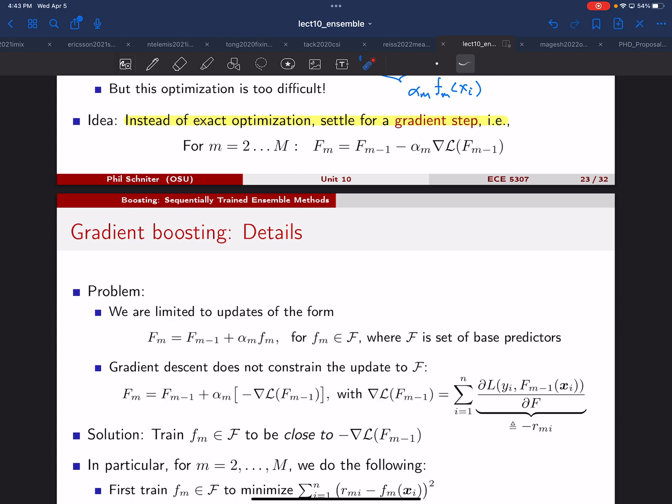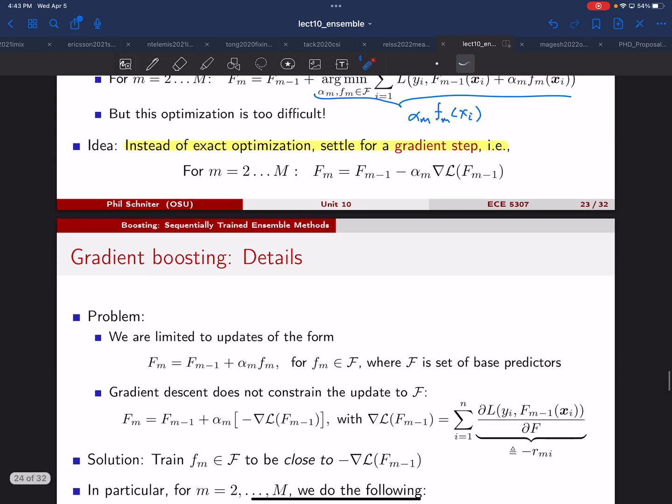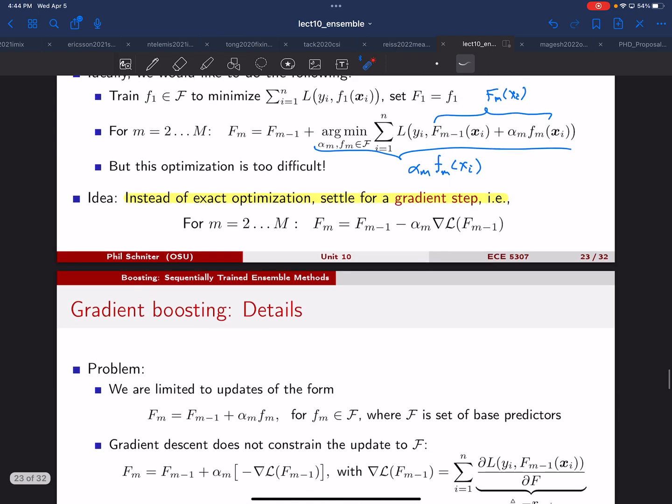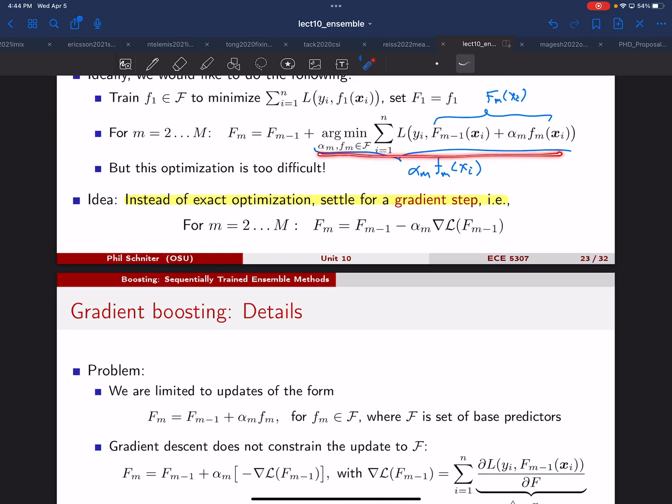So instead, what we're going to do is try to design FM to get close to this, as close as possible. So the gradient is now going to be our target. That's what we want little fm to be, and we'll train little fm to be close to the gradient. So it's kind of like two levels of approximation. First, we said we'd like to do this, but we're going to approximate it as a gradient step. And we said we can't actually do the gradient step exactly, so we're going to approximate the gradient by some other thing that is as close as we can make it to the gradient.